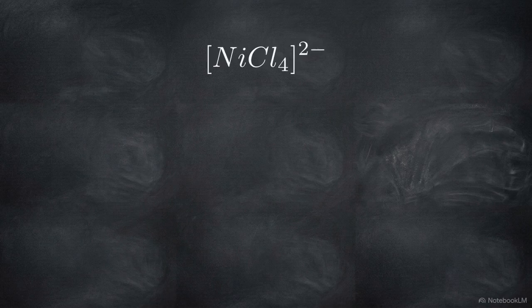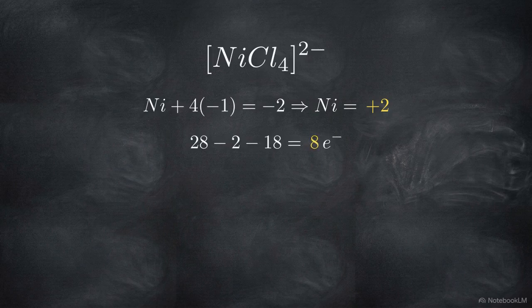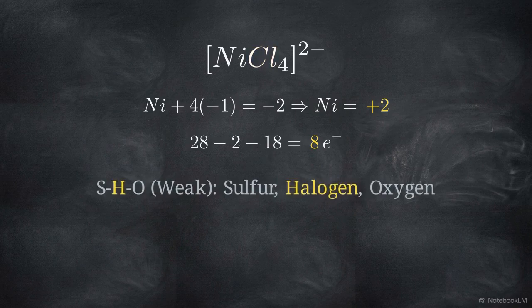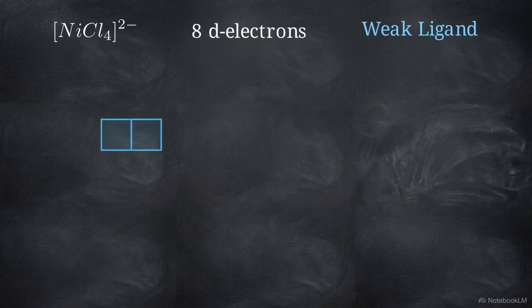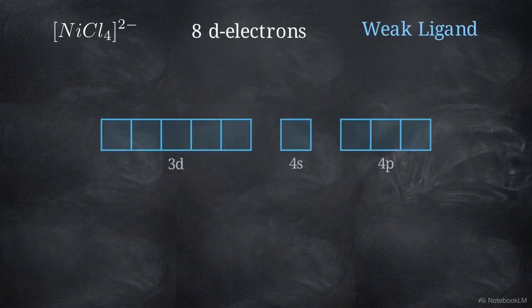Let's apply this to the tetrachloridonickelate ion. Nickel's oxidation state here is +2. Its atomic number is 28, minus 2, minus 18, which leaves us with exactly 8 electrons. The ligand is chlorine, a halogen. Following the SHO rule, we know it's a weak ligand. It won't interfere with the electron arrangement in the metal's orbitals.